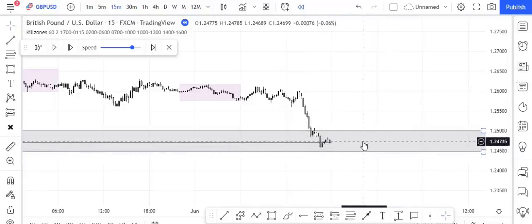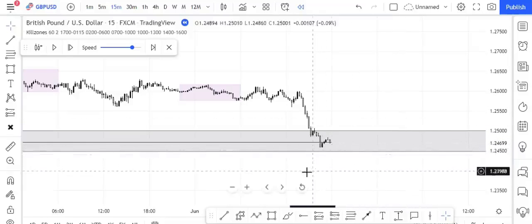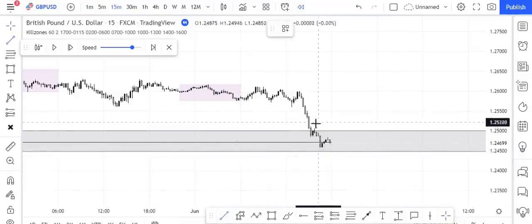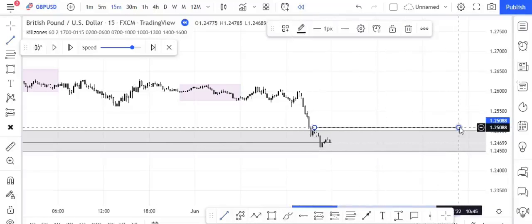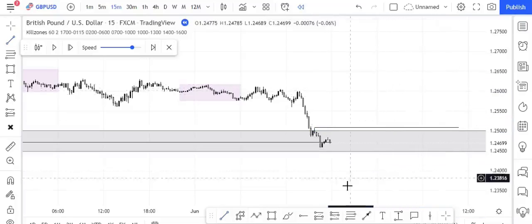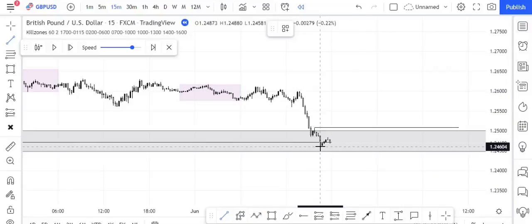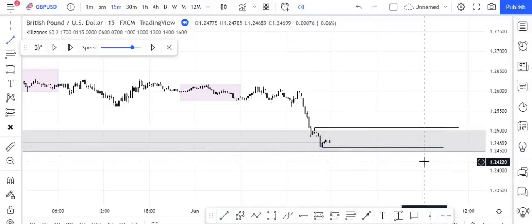Now take a look. You must know how to read your structure for you to be able to trade the market successfully. This is your swing high on the M15. So draw that out. And here is your swing low on the M15. This is important for you to do.